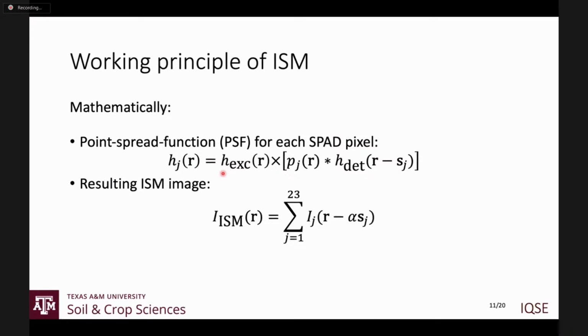So mathematically, you could say that each pixel from this array looks at the excitation, at the excited volume from a slightly different angle. And that's basically what you're seeing here. The detection point spread function is shifted a little bit to the side, which gives you in the end an image that gets a higher resolution when you combine all the different detectors.